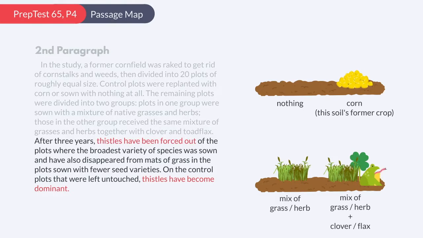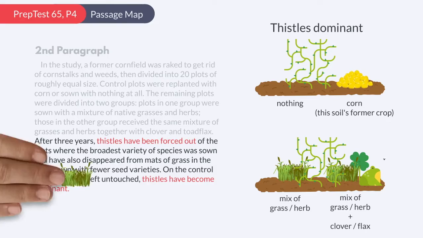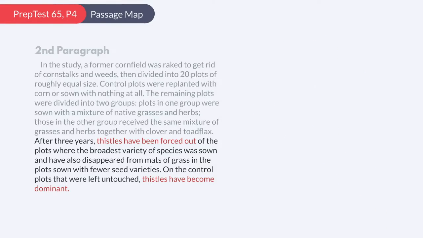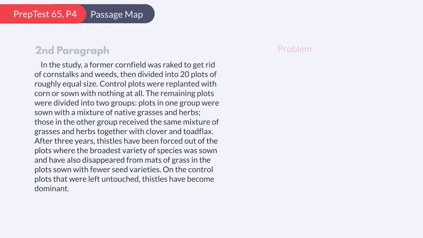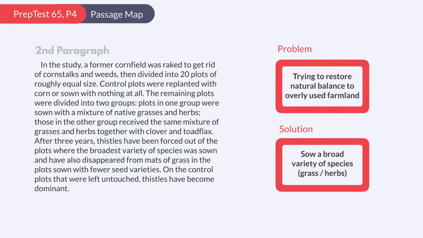And what we're getting in the last sentence is that thistles are being really forced out in the experimental plots. So when we added native grass and herbs, it kind of forced out the thistles. That sounds like a potential solution. So I'm ready to add that idea to my mental box for solution. We're trying to restore European farmland, and it looks like planting a broad variety of species will help to chase those thistles away.